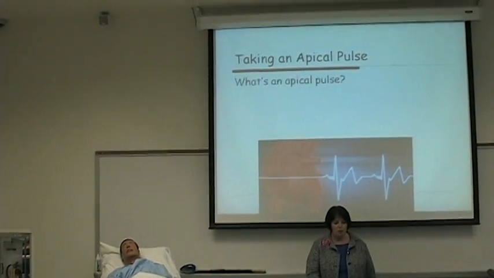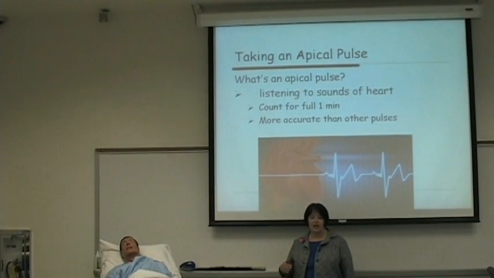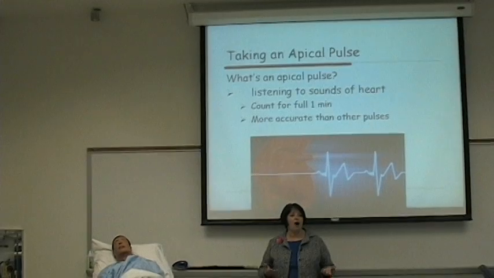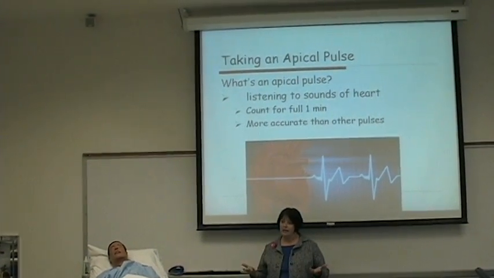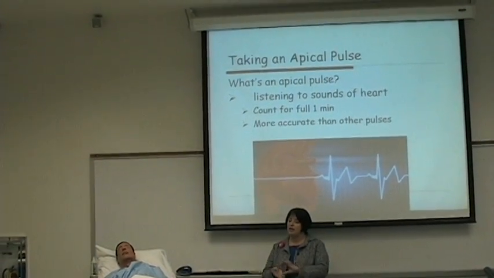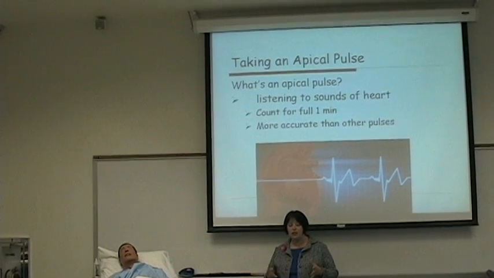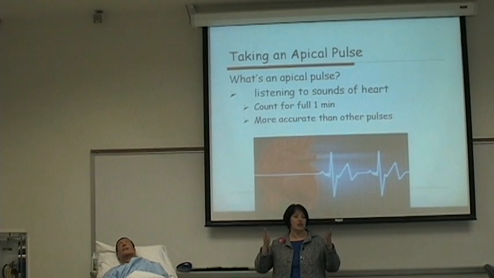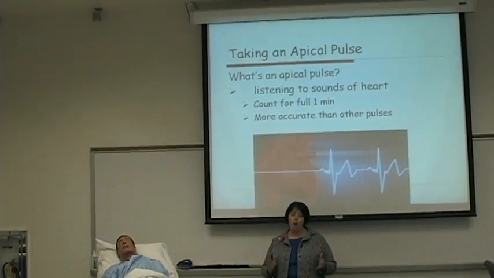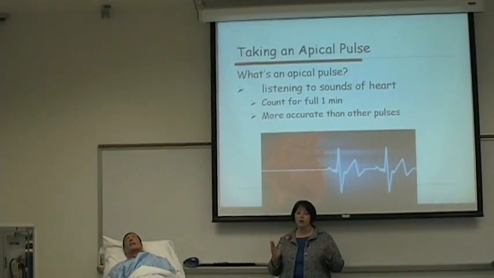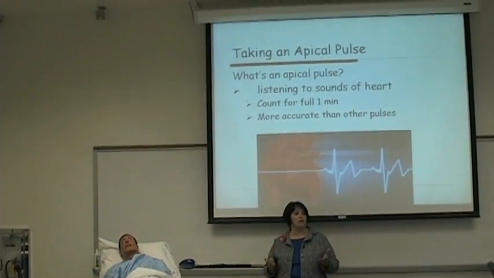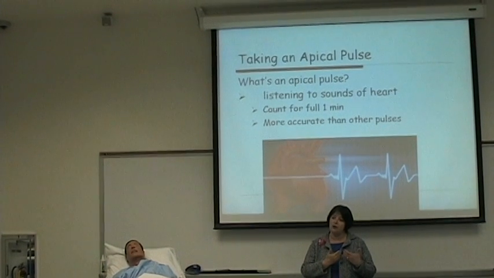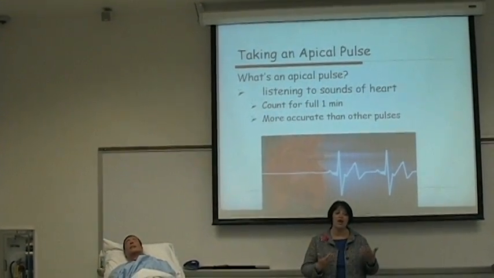So taking an apical pulse is basically listening to the heart. And when you listen to the heart, it is the most accurate form of taking a pulse. Also, you listen for a full minute. So it's contrary to just taking a radial pulse and listening for 15 seconds. You're not going to do that, or multiply it times 4, or take it for 30 seconds. You're going to listen to an apical pulse always for 1 full minute. And you record it as always for 1 full minute. And it's more accurate than any other pulses because you're listening to the heart, and that's where all the other pulses originate from.